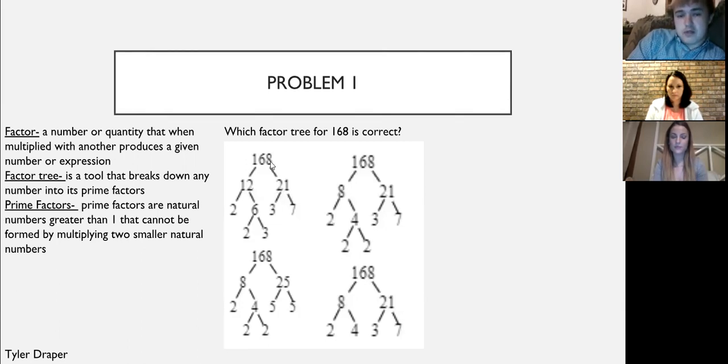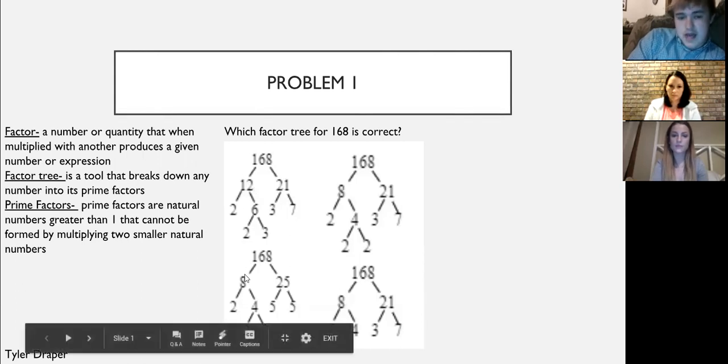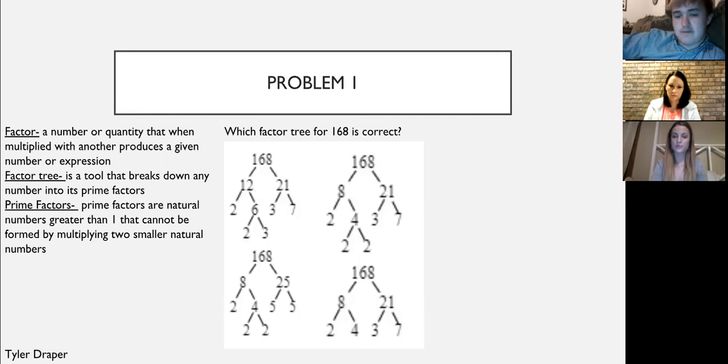We have 12 times 21 equals 168. That's wrong. So this far left one is wrong. 8 times 25. That one's wrong because that doesn't equal 168. On the right here, on the top or bottom right, we have 168 equals 8 times 21. That does equal 168. The only problem is the 4 at the bottom hasn't been broken down all the way. So the top right equation is correct. Our prime numbers are going to be 2 to the third power times 3 times 7. So the top right equation or factor tree is correct.